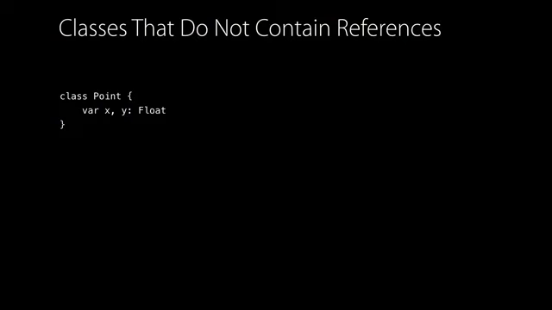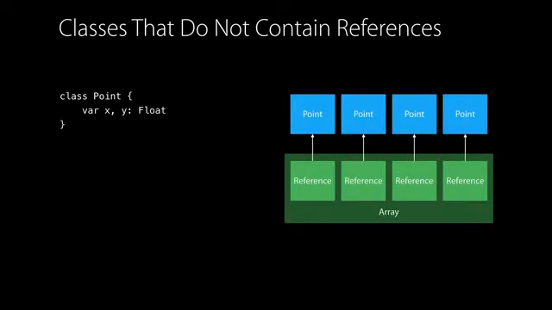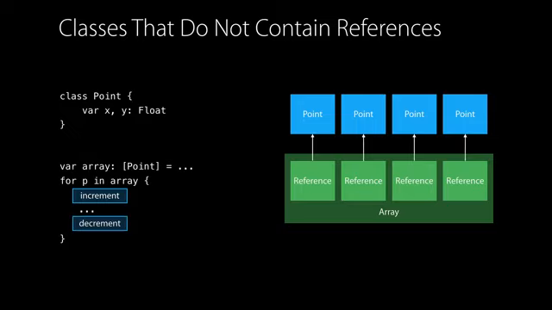If I store one of these points in an array, because it's a class, of course, I don't store it directly in the array. Instead, I store a reference to the points in the array. So when I iterate over the array, when I initialize the loop variable p, I'm actually creating a new reference to the class instance, meaning that I have to perform a reference count increment. Then when p is destroyed at the end of the loop iteration, I then have to decrement that reference count.